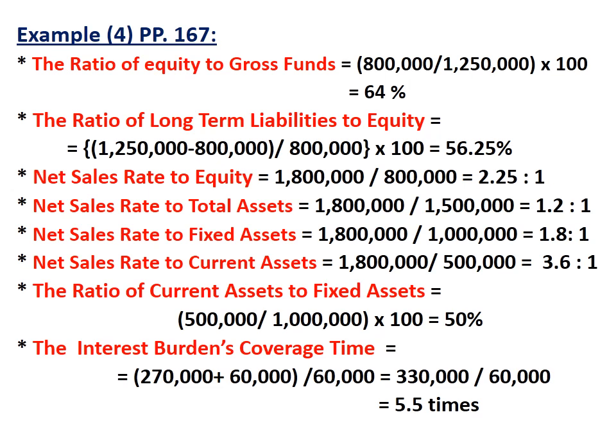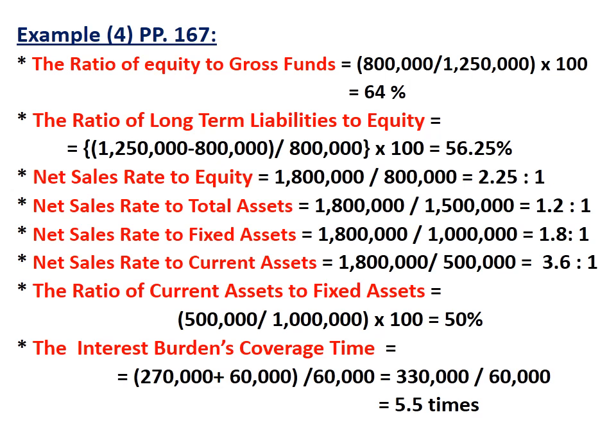The ratio of long-term liabilities to equity. This is a very important ratio. Dividing long-term liabilities by equity gives 56.25%, and this is not acceptable because the long-term loans are more than the value of equity itself.